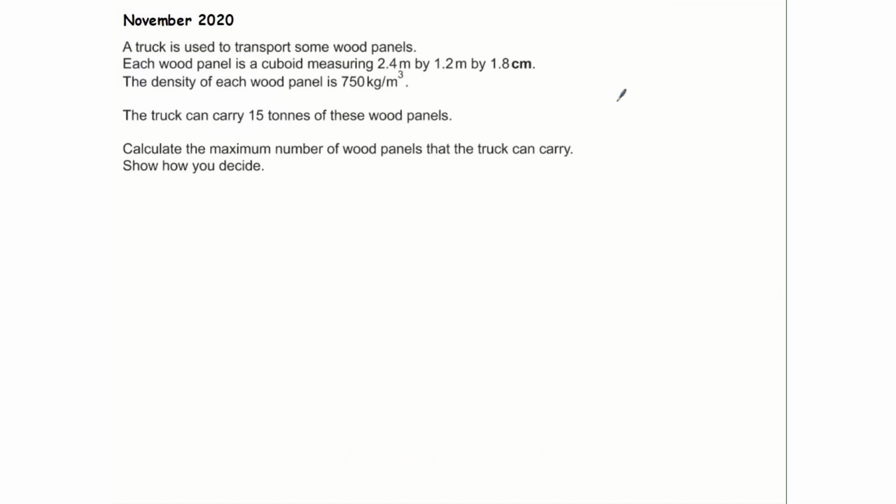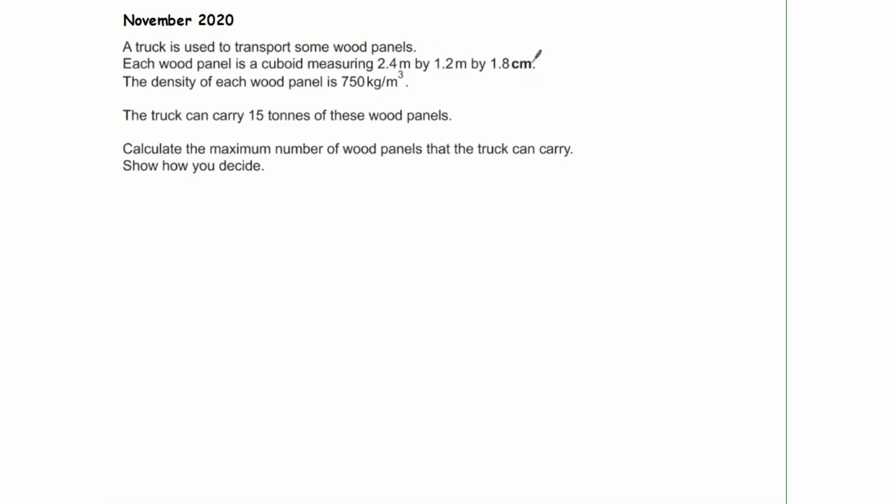Okay, so this time we're going to look at a slightly more worded question. We have a truck used to transport some wood panels. Each wood panel is a cuboid measuring 2.4 by 1.2 by 1.8. Now if you notice here, 2.4 is in metres, 1.2 is in metres, and they bold the centimetres here. Therefore, they're hoping that you will notice that these are not in the same units. These need to be in the same units.